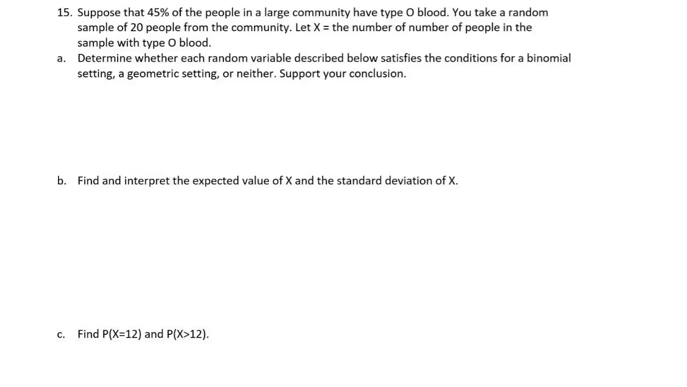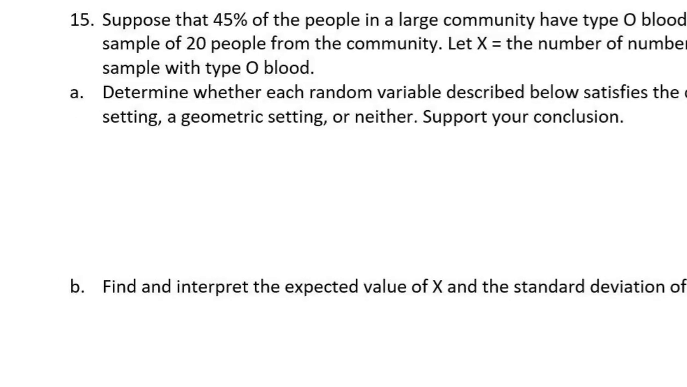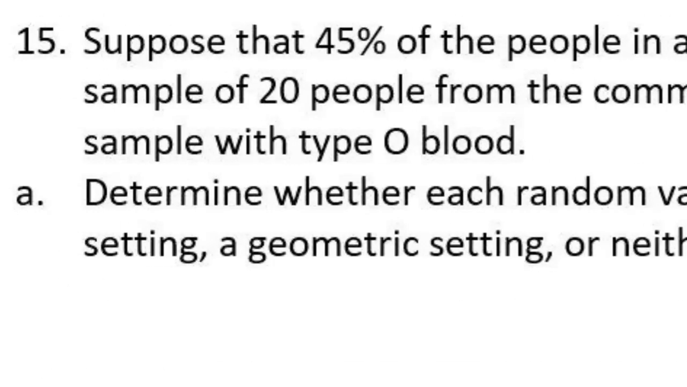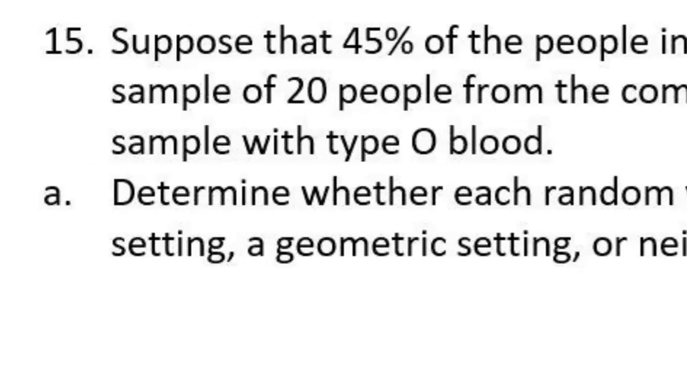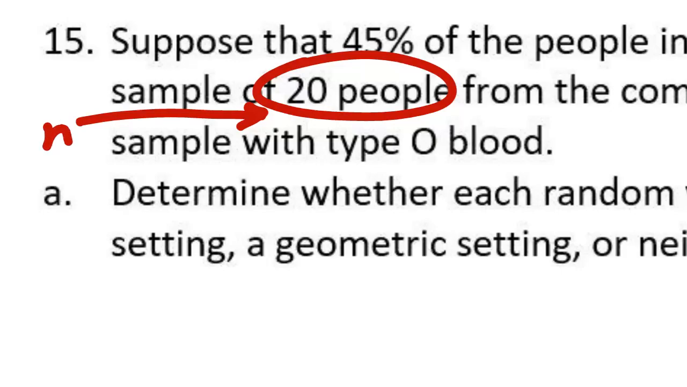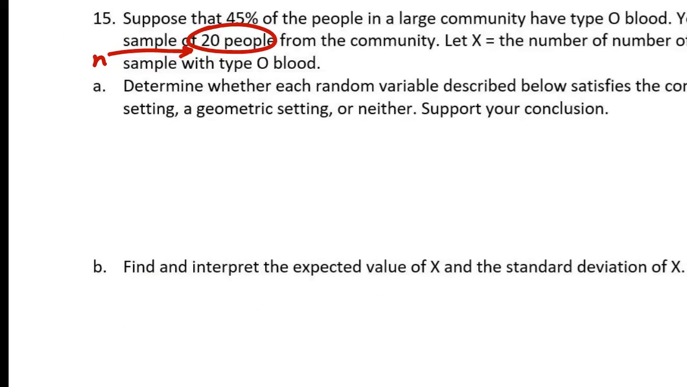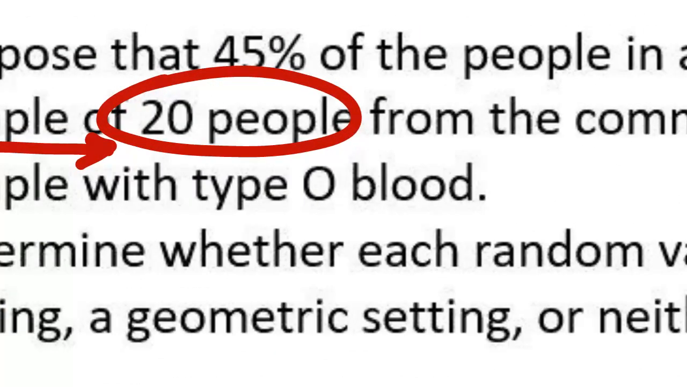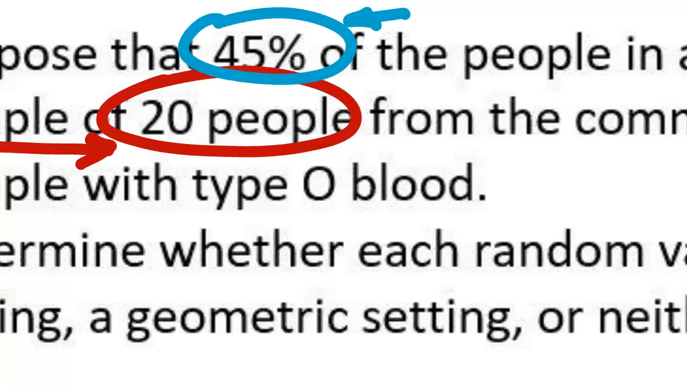Number 15. Suppose that 45% of the people in a large community have type O blood. You take a random sample of 20 people from the community. I'm going to circle that right there. If I'm taking a random sample of 20 people, then we have 20 trials. So this is going to be my N value. 45% of the people in the community have type O blood. That's a percentage. They're telling me P.